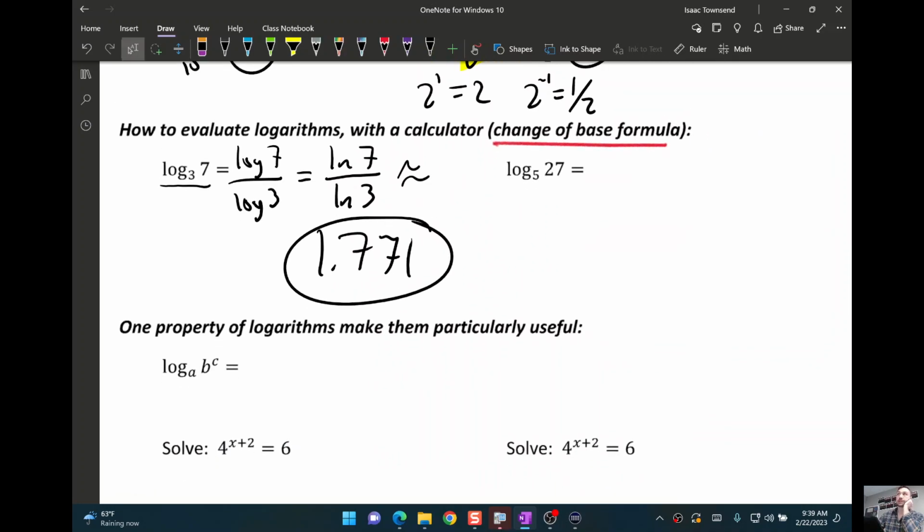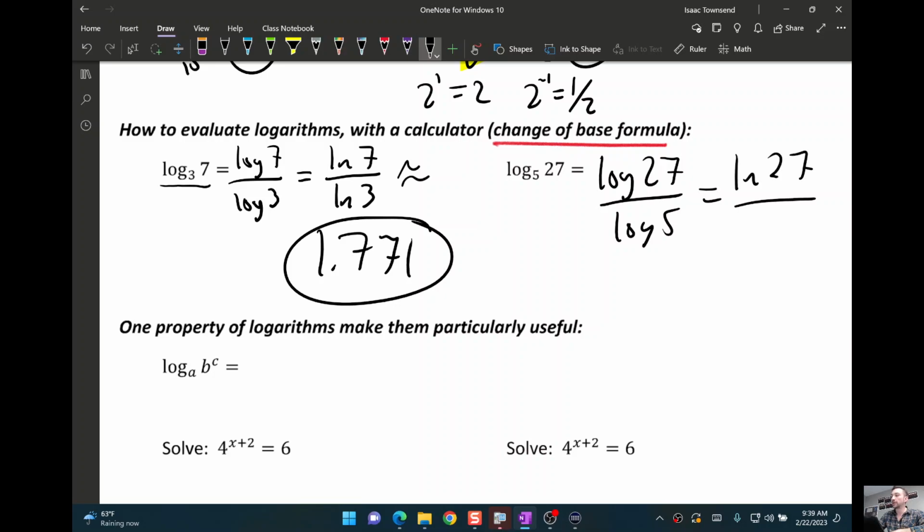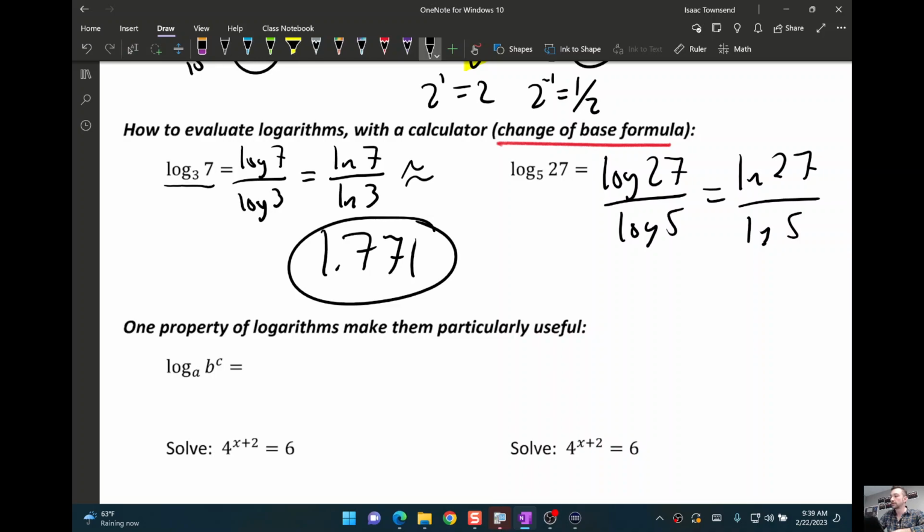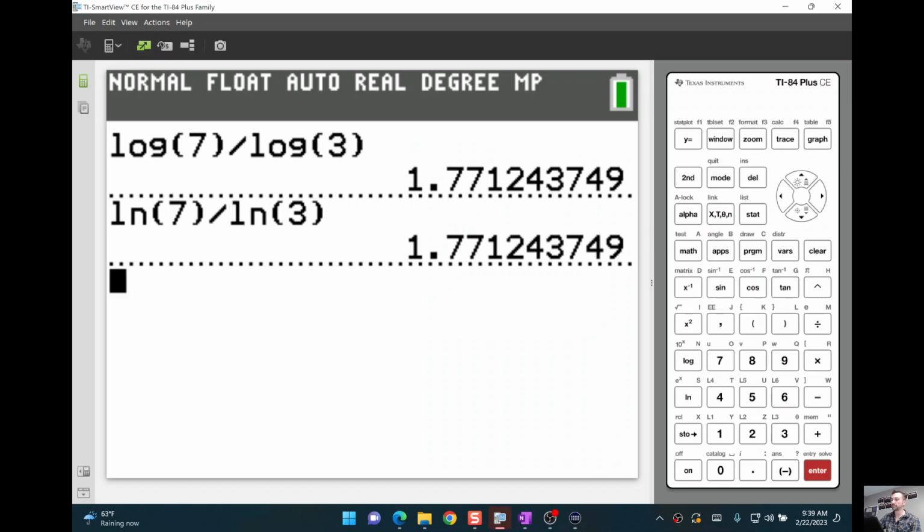Okay, over here, I hope that you can see your answer is going to be a tiny bit more than 2 because 5 squared would be 25. But if you needed 3 decimals or 8 decimals in accuracy, you would either need to go to your calculator and ask it what's the log of 27 over the log of 5, or the natural log of 27 over the natural log of 5. That is considered the change of base formula.